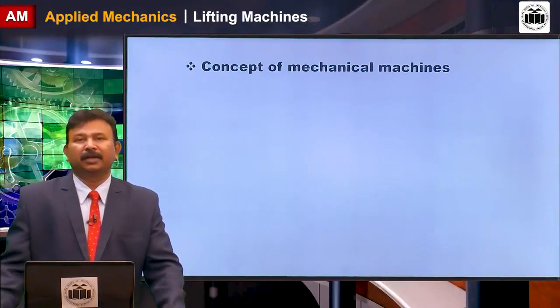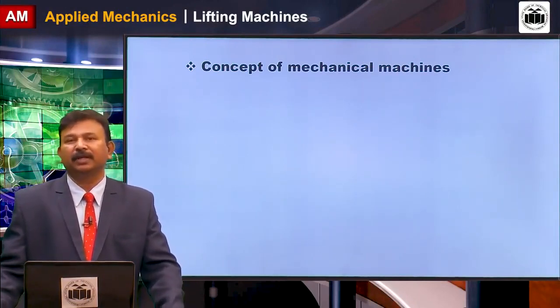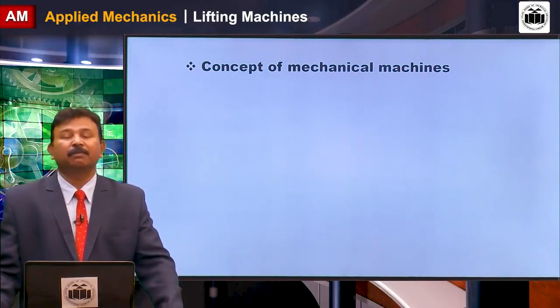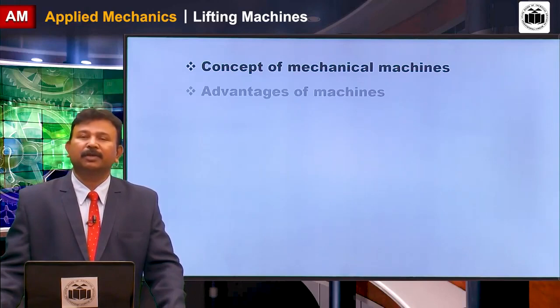To learn this subject, there is something we must know before learning this subject. The first thing is the concept of mechanical machines. There are a lot of machines around us. We must know this concept.